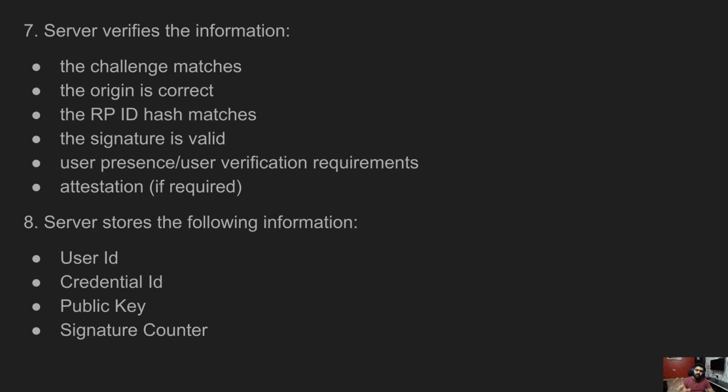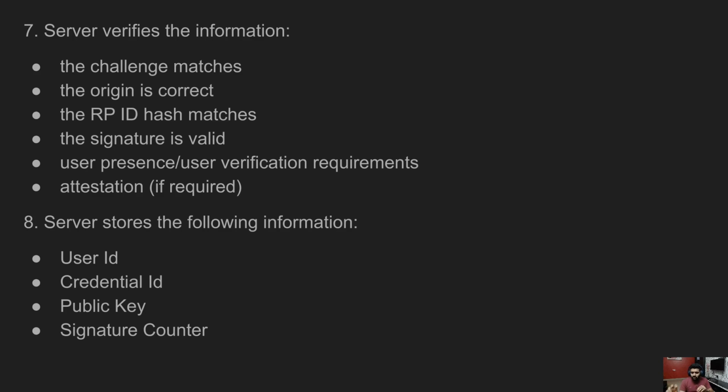Once the server receives this information, it verifies it. It verifies whether the challenge is the same or not, whether the origin is correct or not. The server can specify the allowed origins, whether the RPID matches or not, and whether the signature is valid or not. It can even verify the user presence or user verification requirements, whether the authenticator actually verified the user or not, and then it can check the attestation as well.